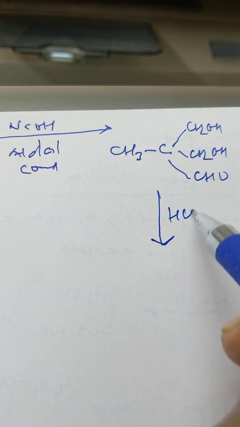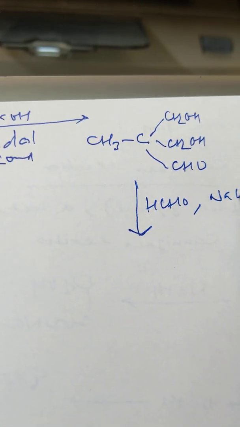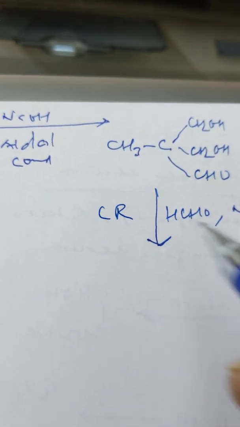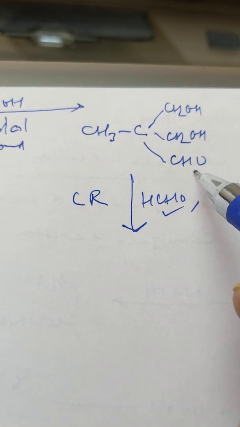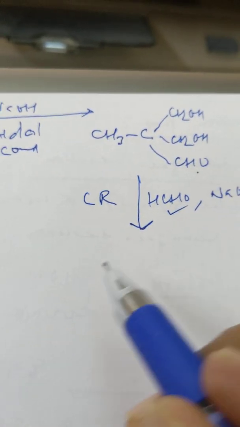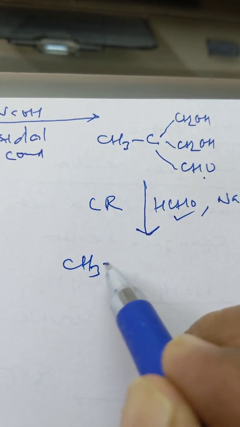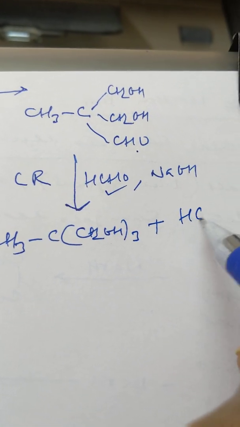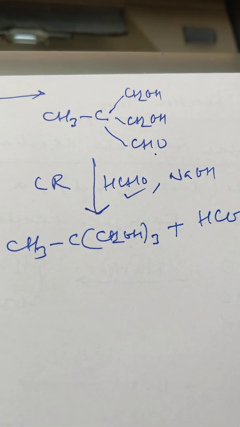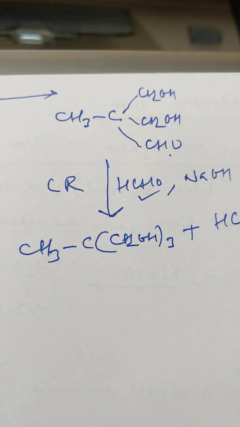How this happens, for this you can watch the aldol condensation video again, as we have studied aldol condensation in detail. That is this. And now because we have formaldehyde and NaOH, this will be a crossed Cannizzaro reaction in which this becomes acid and this will form alcohol. So it will form CH2OH. There will be 3 CH2OH. So in a condensed way we can write it like this: CH3C(CH2OH) whole thrice plus HCOONa. I hope this example is clear to all of you.